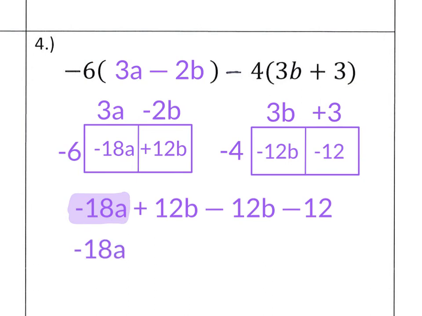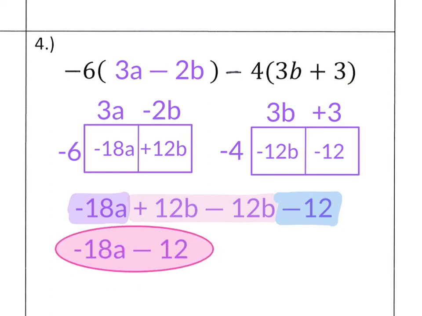Then when I look through my terms, I see b variables. It's a positive 12b and a negative 12b. Positive 12 minus 12 ends up giving me 0 b's. So I don't have any b's to write in my answer. So I don't need to write that at all. Then when I look, I have a negative 12, though, a constant. There are no other constants to combine with. So next to the negative 18a, I need to put the minus 12. And that's my answer. That middle term ended up canceling out, so I just ended up with two terms, negative 18a minus 12. All right, let's try another one.